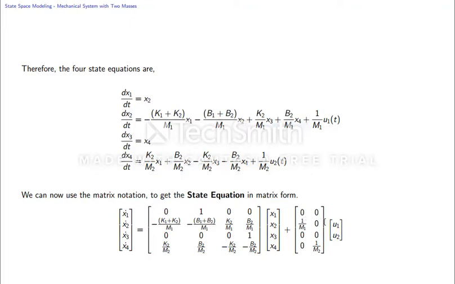And of course, regarding the input terms, in the first equation there are no input terms, so the first row will be 0, 0. In the second equation we have only the u1 term, so u1 is the first element and therefore the first element of the second row will be 1 by m1. In the third equation there are no u terms. In the fourth equation there is u2, so the second element in the last row becomes 1 by m2. So we write these state equations as a matrix equation, and this is the final state equation.